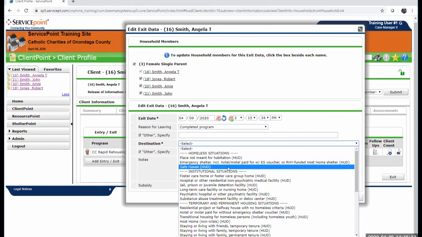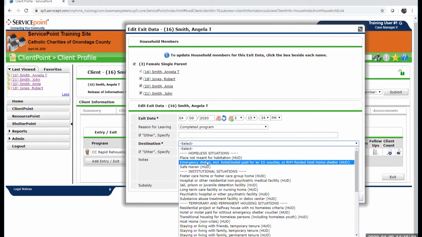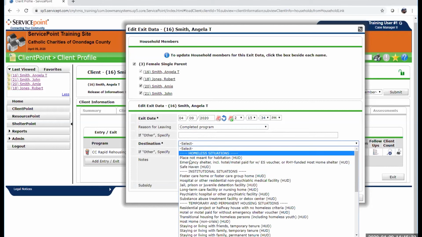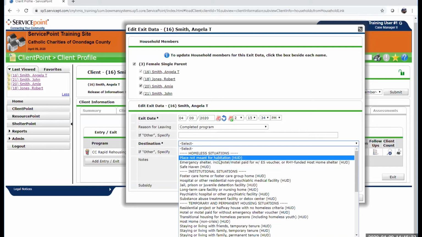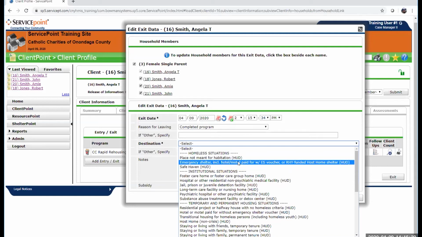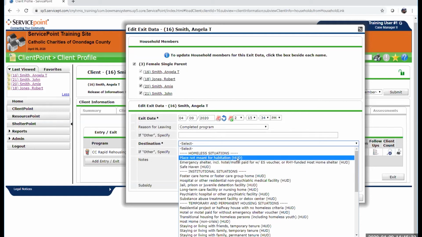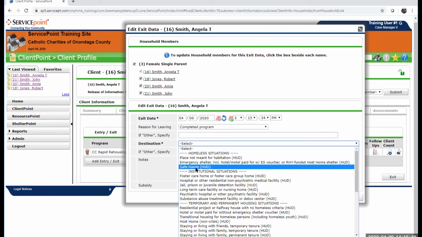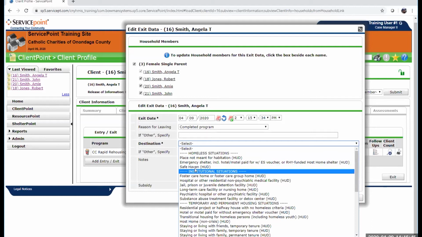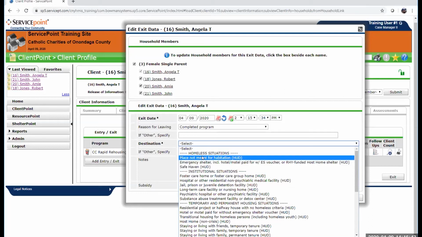So I'm going to explain a bit about what each of these mean, because there's sometimes some confusion about which housing situation corresponds to these options. Homeless situations. We obviously don't want to exit people to homeless situations, but unfortunately sometimes it does happen. Place not meant for habitation and emergency shelter should be pretty straightforward. Safe haven is something you should never select. That's a type of housing that we do not have in our continuum of care. So if they do exit to homelessness, it should just be place not meant for human habitation or emergency shelter.